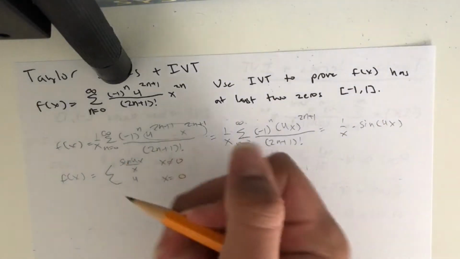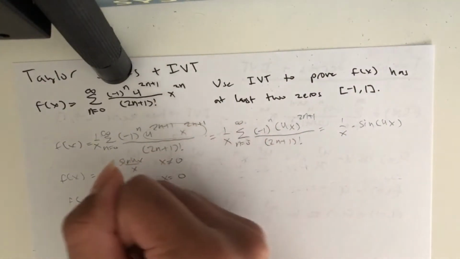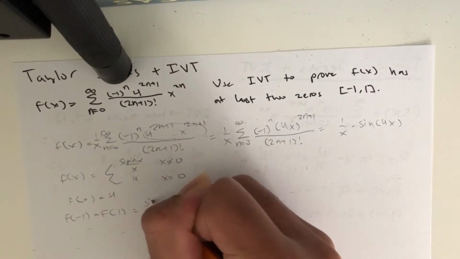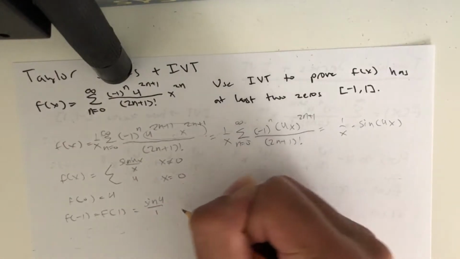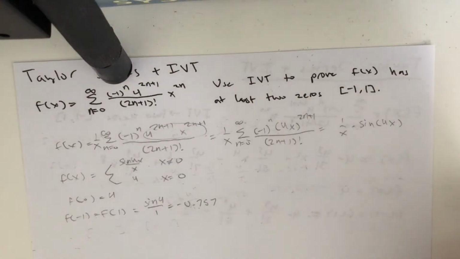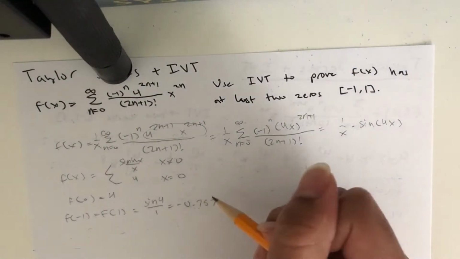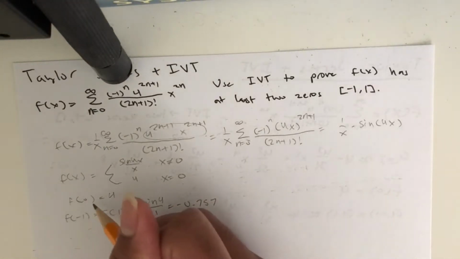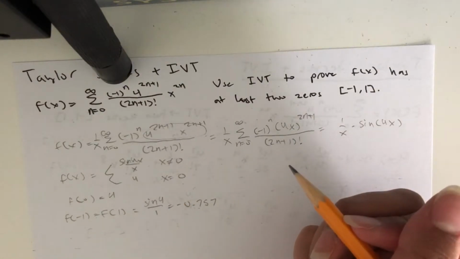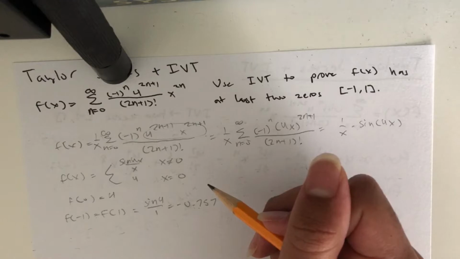Now we know that f of 0 equals 4, and we can also plug in directly for f of -1 and f of 1, which is sine of 4 over 1, which is negative 0.757. Again, using the same principle from the previous method, because f of -1 is negative and f of 0 is positive, there must exist a 0 between -1 and 0. Then by symmetry across the y-axis, there also has to exist a 0 between 0 and 1.